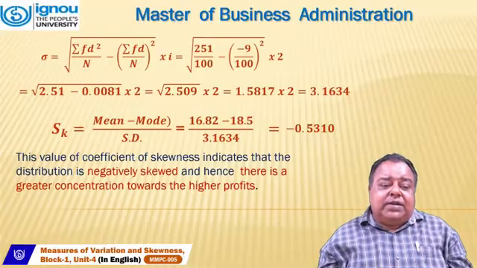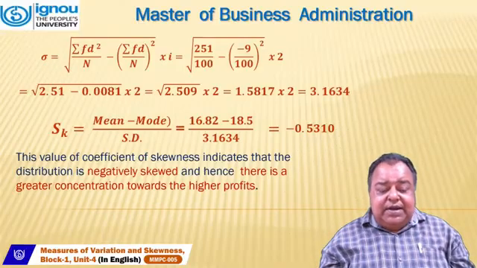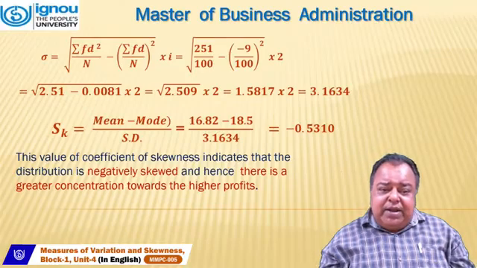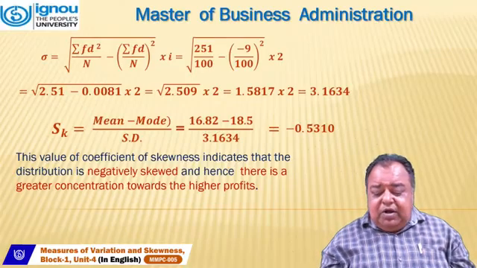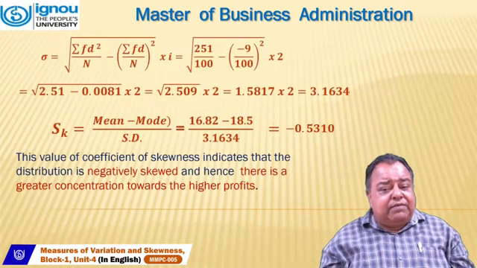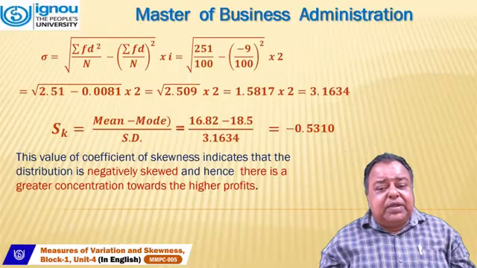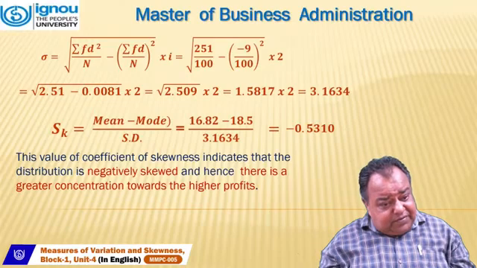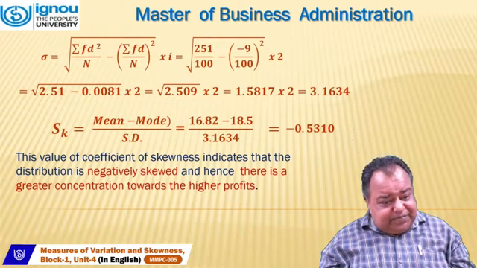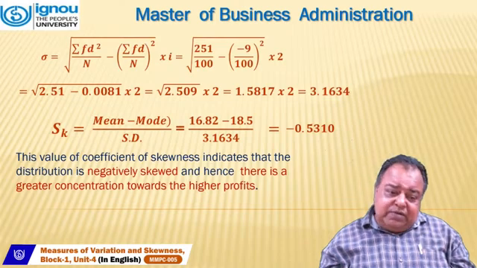Now we have to evaluate standard deviation. Standard deviation is square root of summation FD square upon N minus summation FD upon N whole square into I. All the values have been evaluated over here. We will just place them in the formula. And after that, we will get standard deviation as 3.1634.